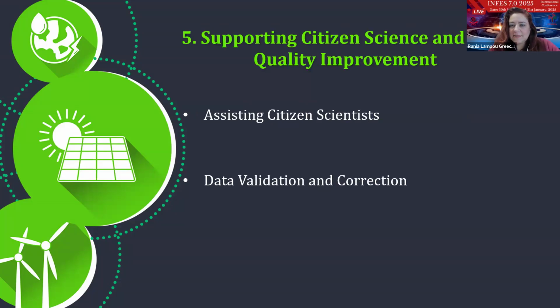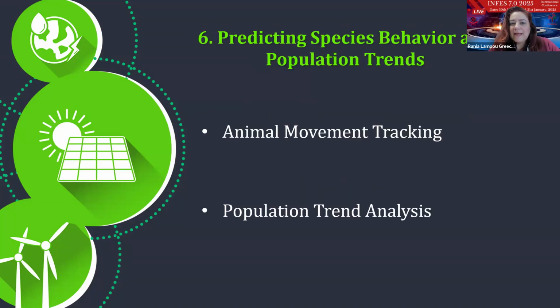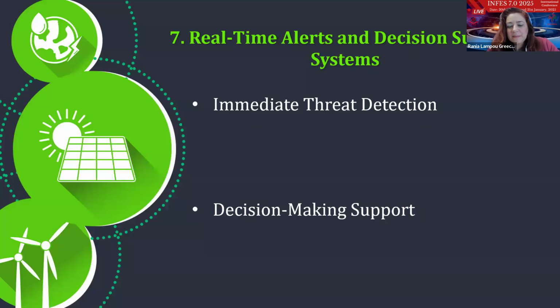Support citizen science and data quality improvements, as said before, and predict species behavior and population trends through animal movement tracking, through population trend analysis. We can analyze long-term data sets on species populations, on weather patterns, and land use changes to predict population trends. It's about real-time alerts also and decision support systems, so immediate threat detection.